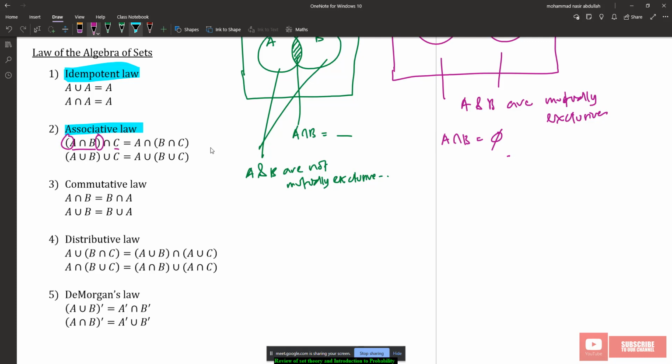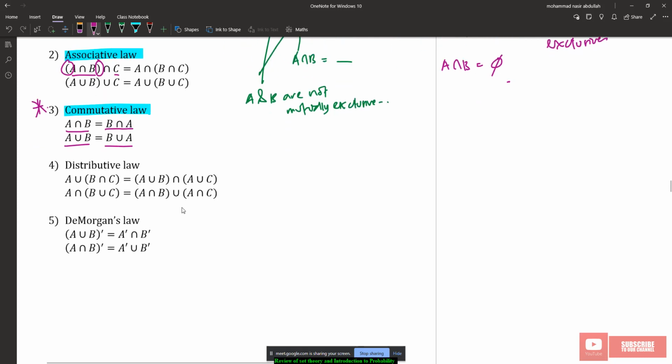Commutative law: A intersect B is also equal to B intersect A. This is very important, right? So you need to remember this one. A union B is also equal to B union A. Right? The same thing. It's not matrix algebra. It's just set theory. For matrices, A multiplied with B, A dot B, is not equal to B dot A, right? It's a different value for matrices, but for sets it's the same value.